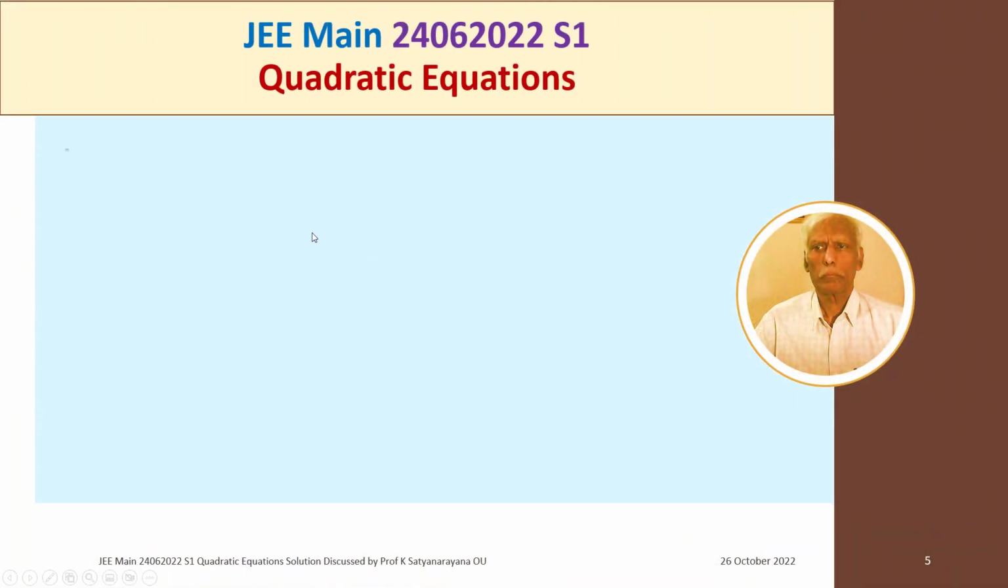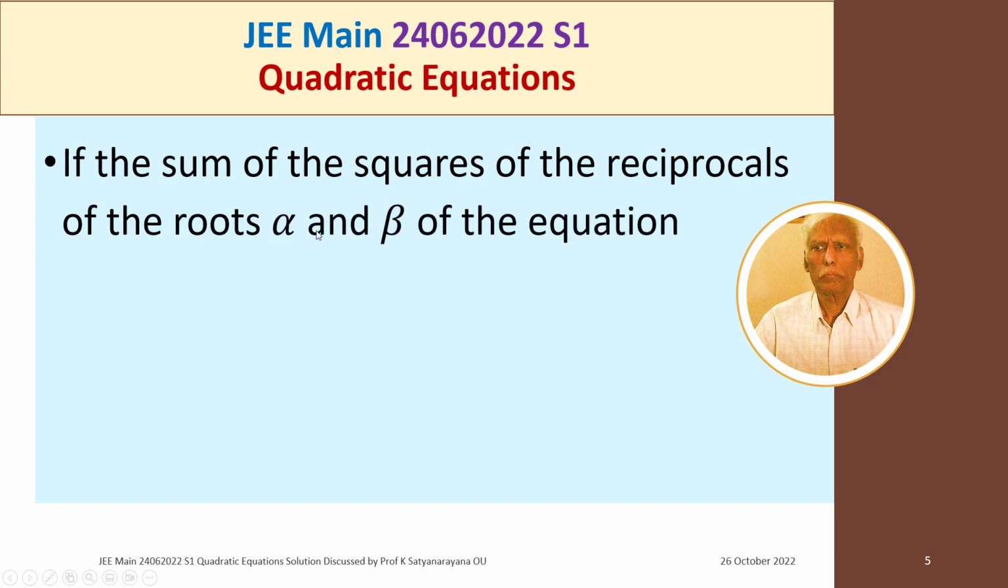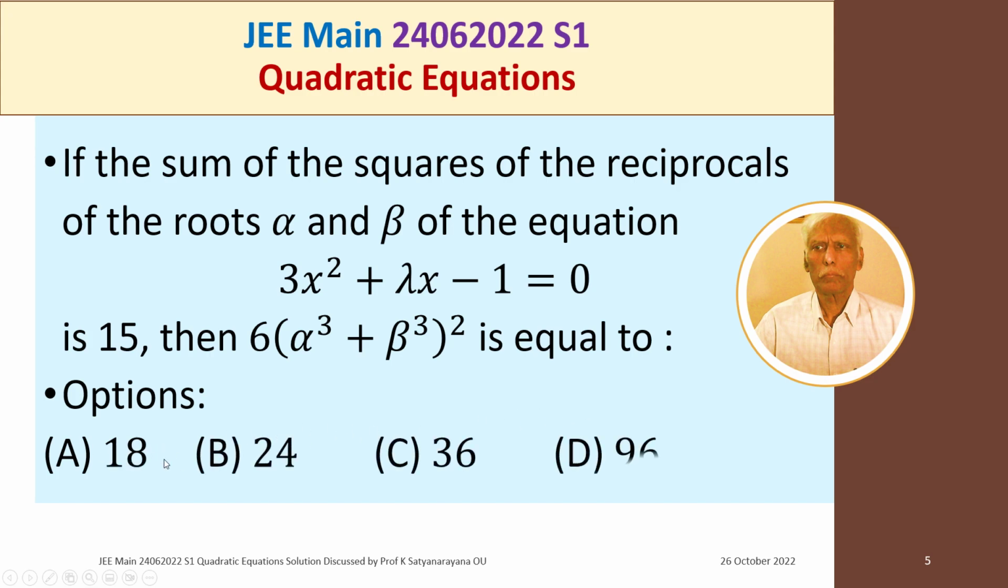The problem is: if the sum of the squares of the reciprocals of the roots alpha and beta of the equation 3x square plus lambda x minus 1 is equal to 0 is 15, then 6 times alpha cube plus beta cube whole square is equal to, we are given 4 options. Option A 18, option B 24, option C 36, option D 96.